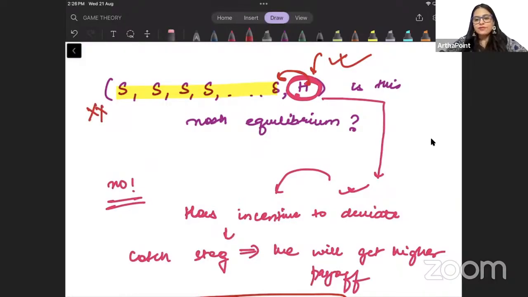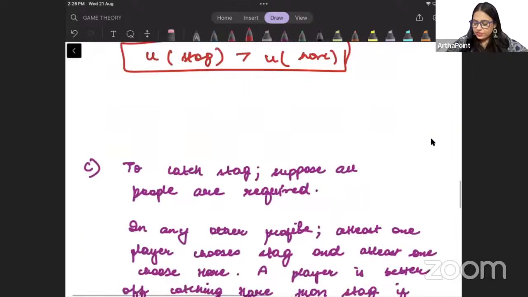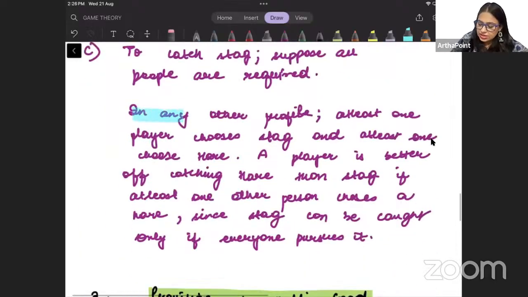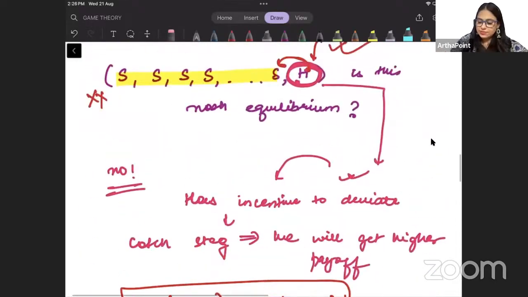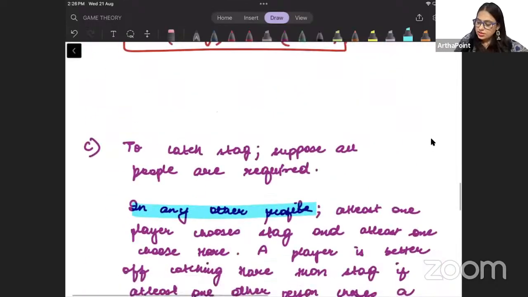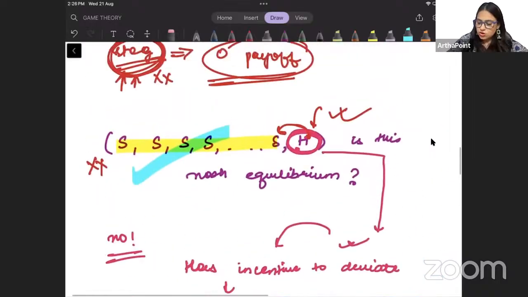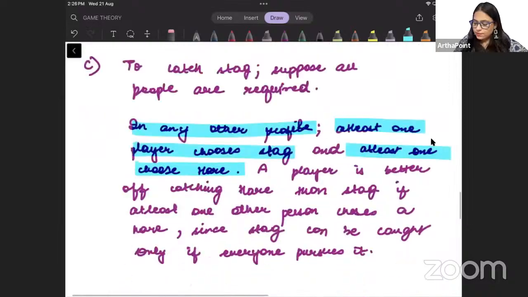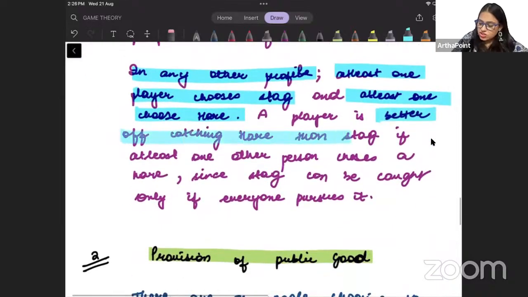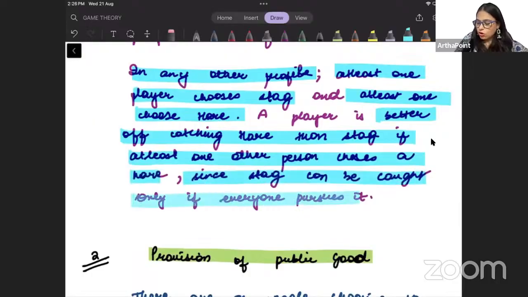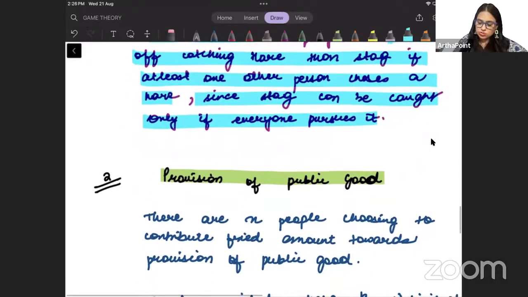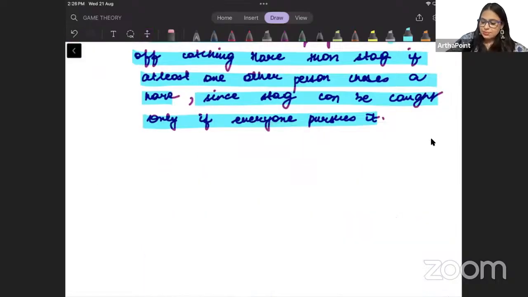समझ रहे हो? So we have gone ahead and we have said that in any other profile, something like this, at least one player chooses stag and other one chooses here. At least एक player ने stag choose किया होगा और एक ने here choose किया होगा. A player is better off catching here than stag if at least one other person chooses here, since stag can be caught only if everyone pursues it. तो अब देखो, suppose I ask you this. समझो यहाँ पे इस example को.